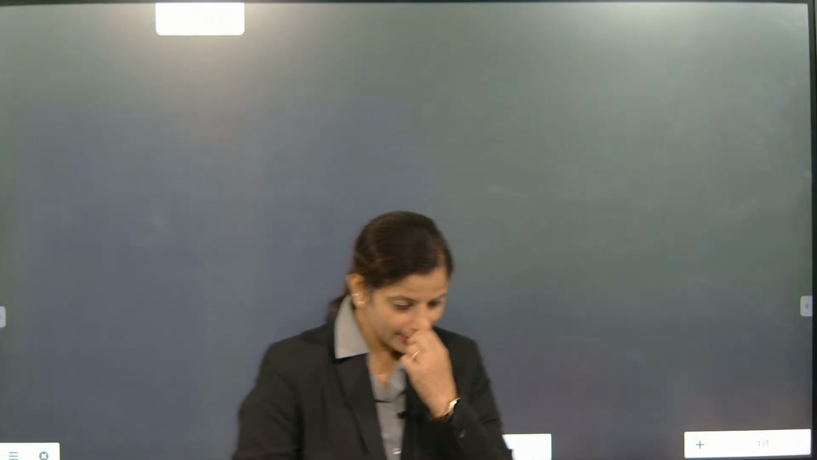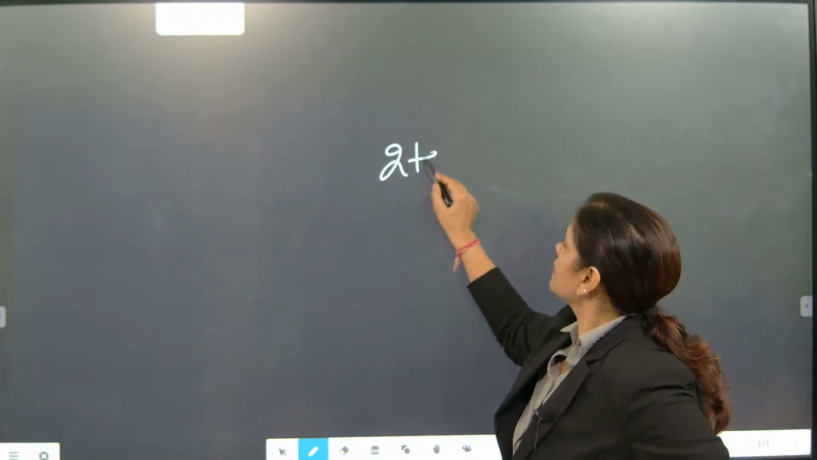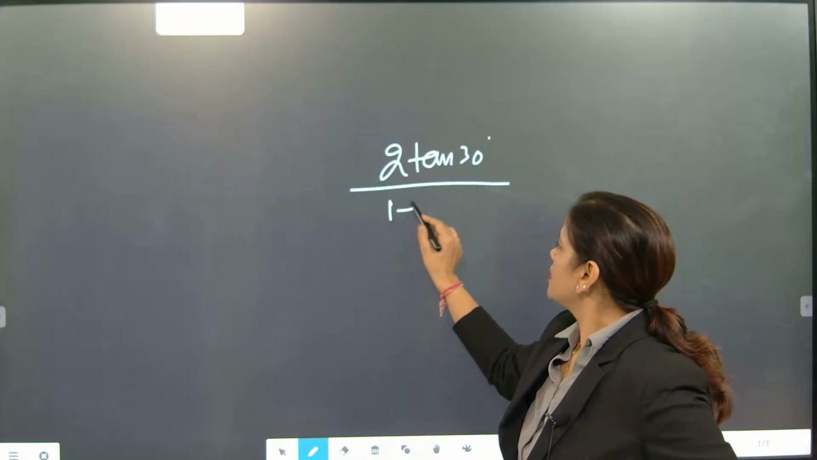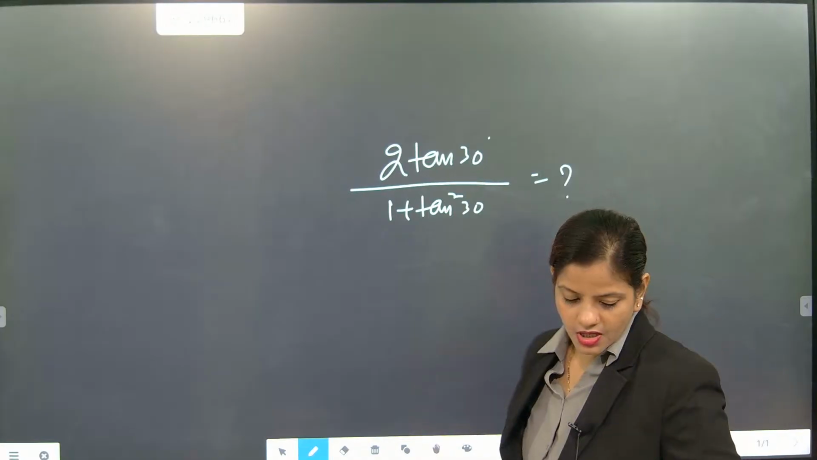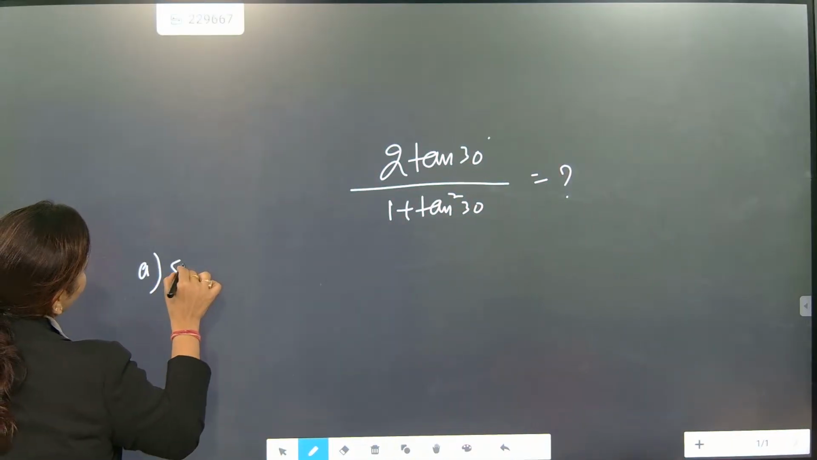Yes, trigonometry. Okay, fine. One small question in trigonometry I'm giving. Get ready for it, please. 2 tan 30 degree divided by 1 plus tan square 30 degree will be equal to what? Your options are... Come on, start solving questions, children.